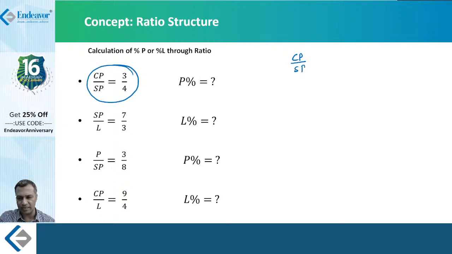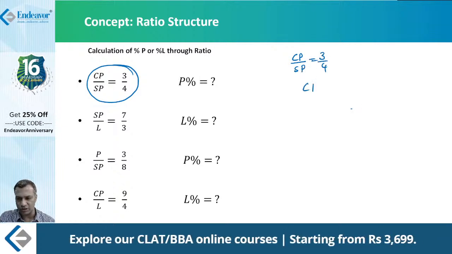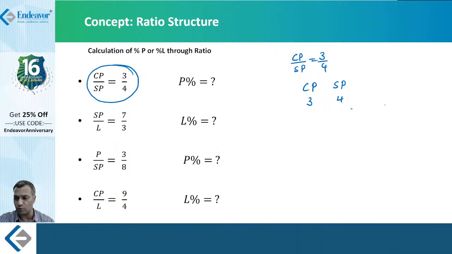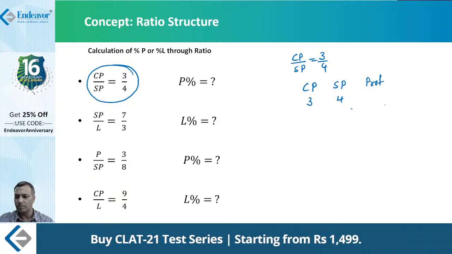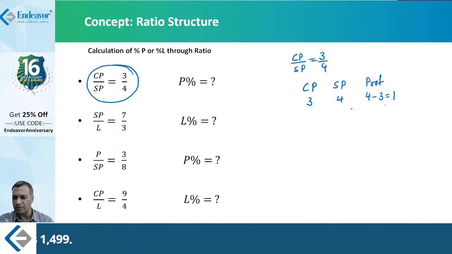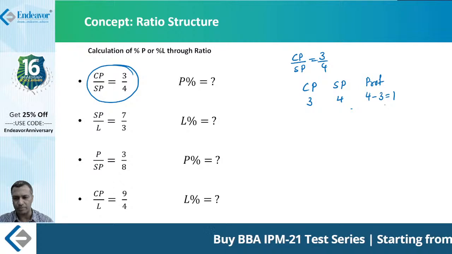Cost price by selling price is equal to 3 by 4, which means this: if the cost price is 3 rupees, then selling price is 4 rupees. Right, that's what it means to us. Cost price is 3 rupees, then selling price is 4 rupees. Then what is the profit on this particular scale? Then what should be the profit? Profit is 4 minus 3, selling price minus cost price, which is equal to 1. Fantastic, brilliant.